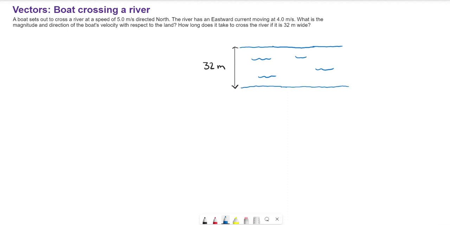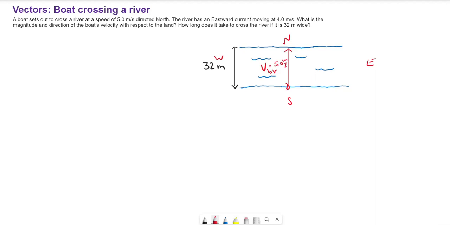So here's our river, and we have our boat here. It is setting out north. So we'll say this is north, and we have south, west, and east. So we have a velocity vector headed north toward the other side of the river. We will call this velocity the velocity of the boat with respect to the river. So with respect to the river, the boat only has a northward or vertical velocity, and it has a magnitude of 5 meters per second.